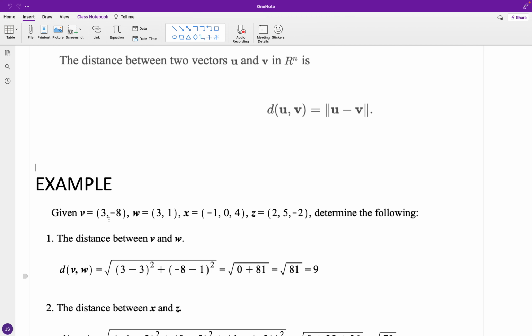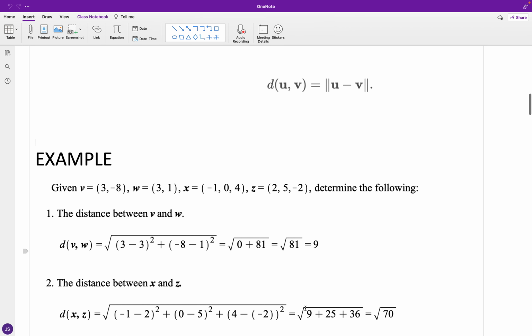And what I'm going to do here is subtract 3 from 3, as well as 1 from -8. So you have your v minus w first coordinates, v minus w second coordinates: 3 minus 3 is 0. Negative 8 minus 1 is negative 9. And the squares we have respectively are 0 and 81. And the square root of 81 is equal to 9.